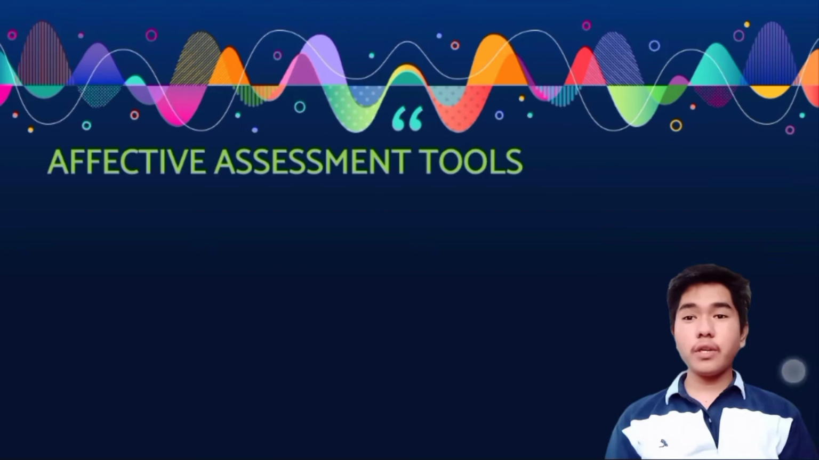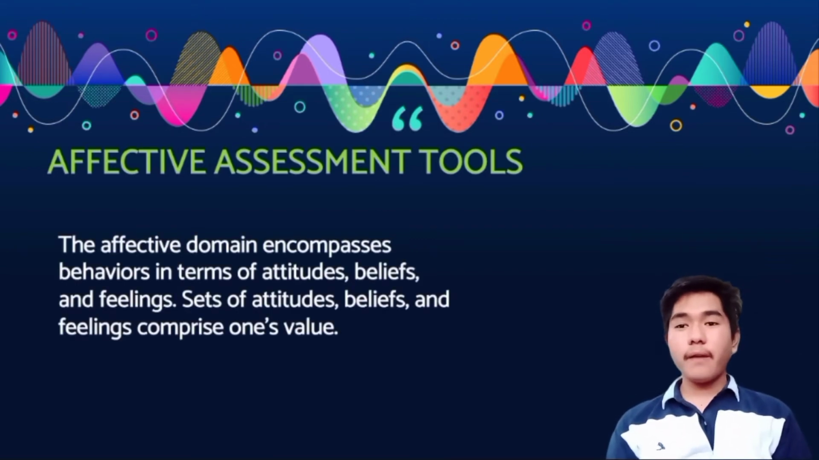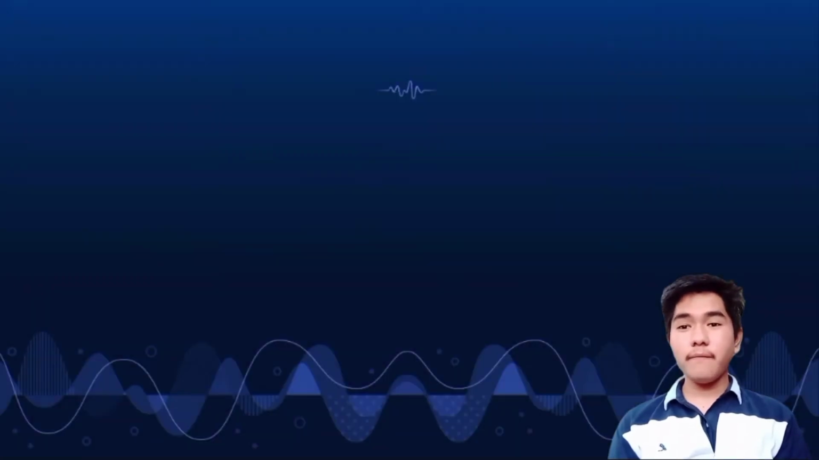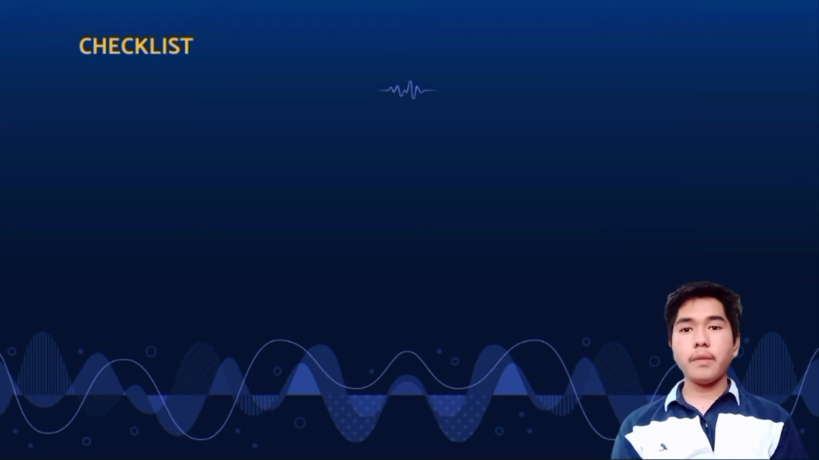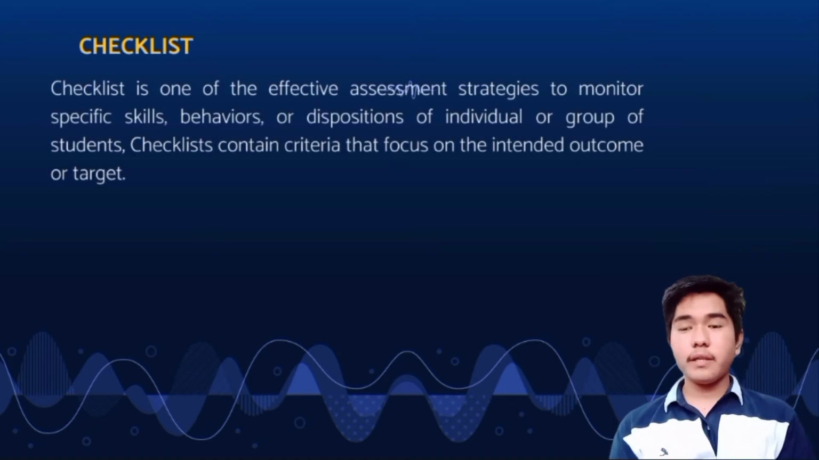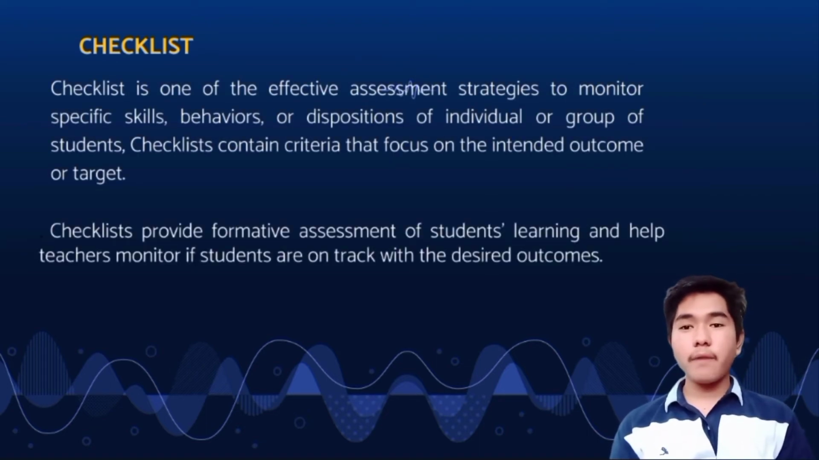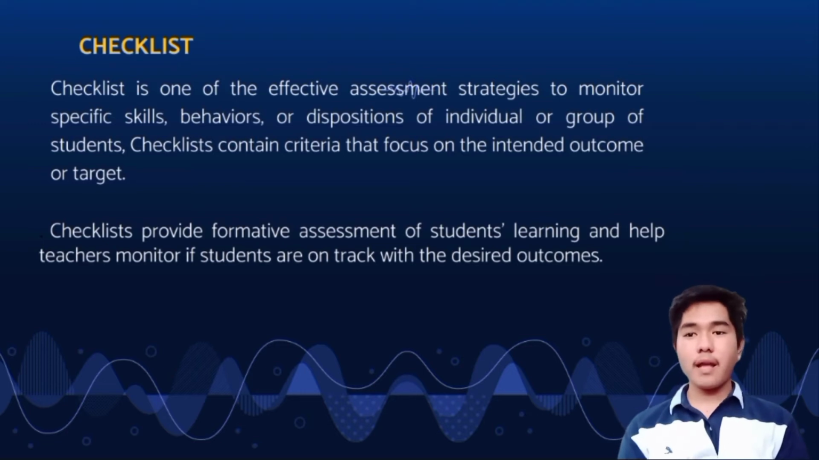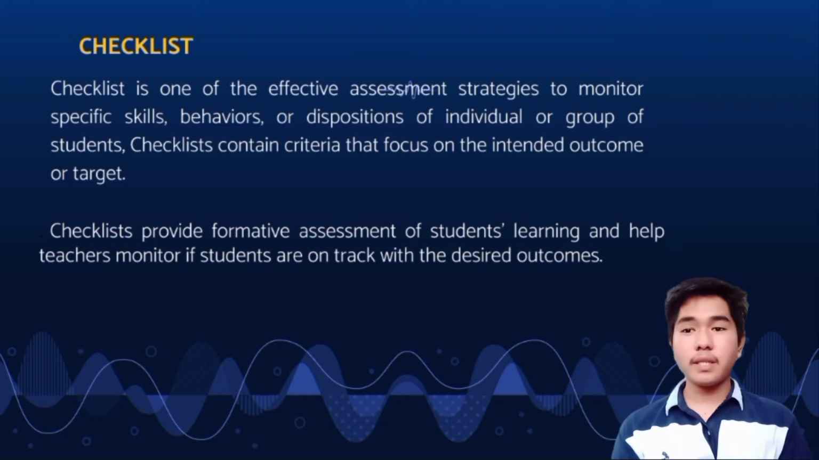Moving on to the definition of affective assessment tools, the affective domain encompasses behaviors in terms of attitudes, beliefs, and feelings. Sets of attitudes, beliefs, and feelings comprise one's value. There are various assessment tools that can be used to measure affect. First tool is the checklist. Dr. K. Berg, a PhD from Georgia State University, said that a checklist is one of the effective assessment strategies to monitor student skills, behaviors, or disposition of individual or group of students.